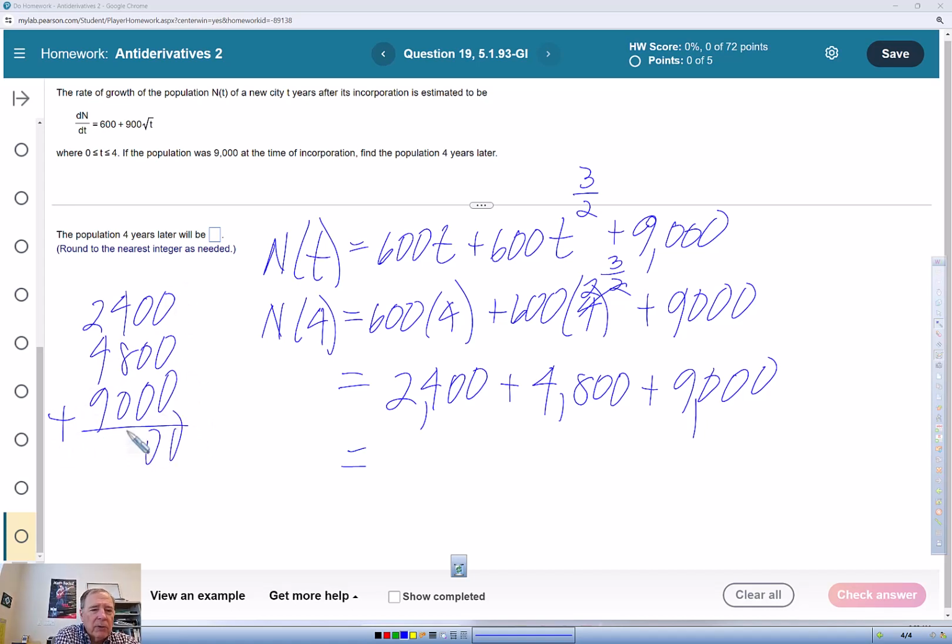0, 0, that's a 12. We carry the 1, 3, 7, so 16,200. Now, could we do this in the calculator?